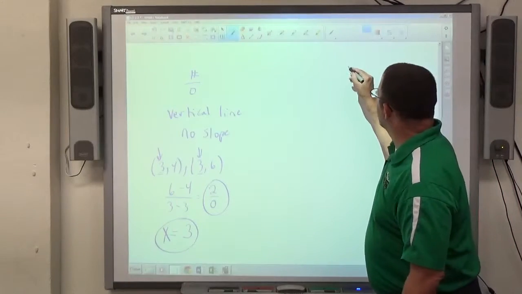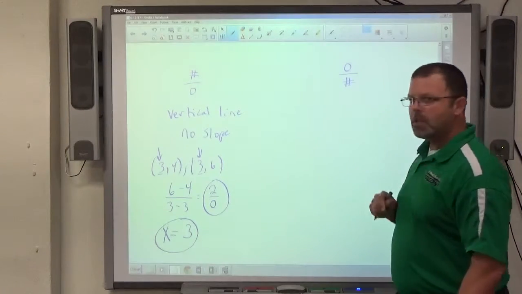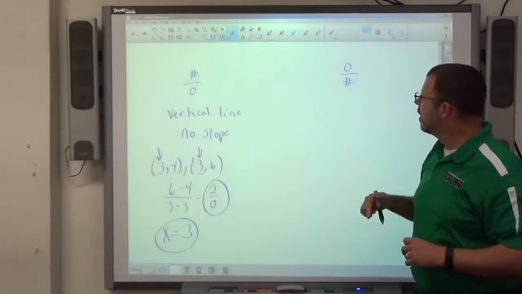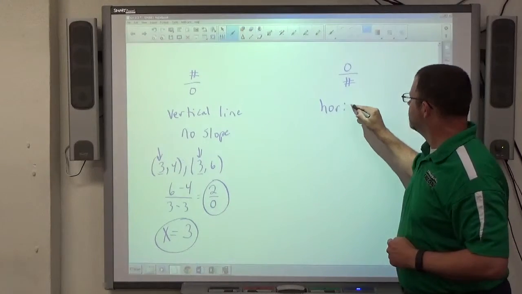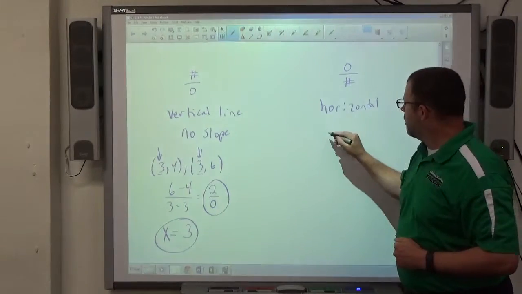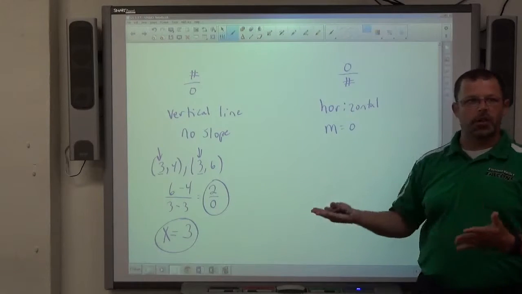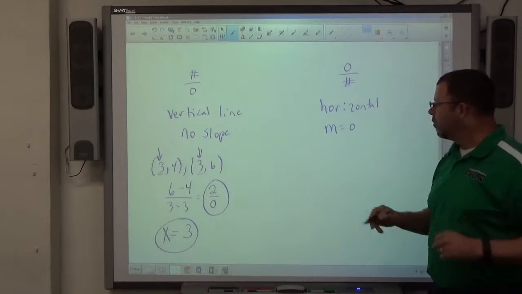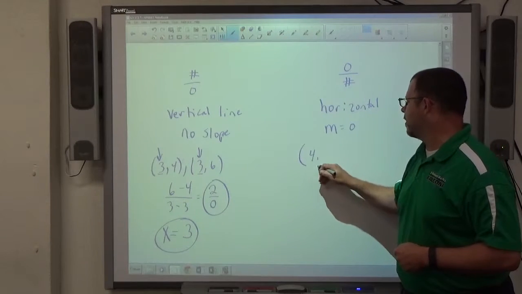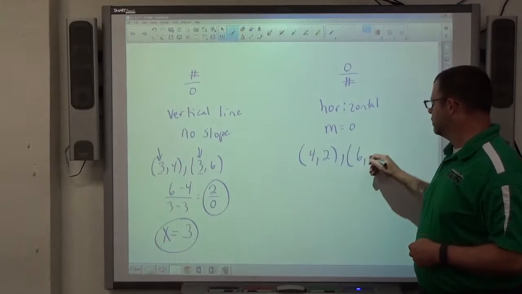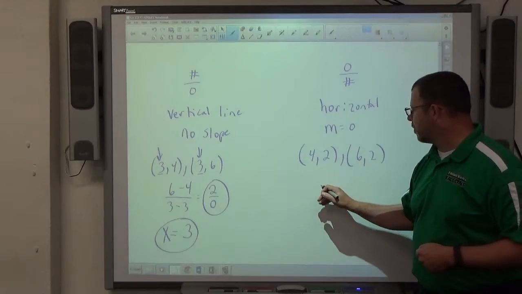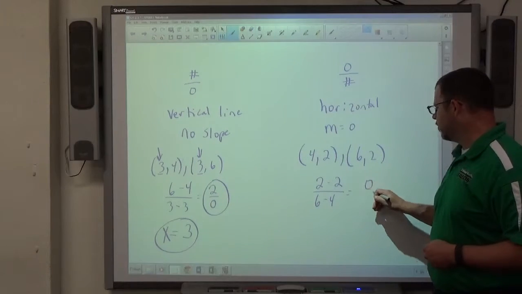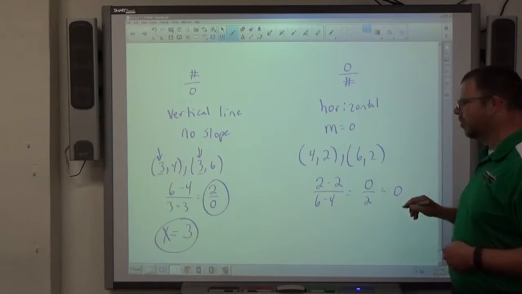All right, the other possibility is 0 over any number. So the top number is 0, the bottom number is 5 or 17 or 12 or whatever. This is going to be a horizontal line. This has a slope of 0, because if you take 0 and divide it by a number, you still get 0, right? Okay, slope of 0 is a horizontal line. Points that would create a slope of 0 would be like (4, 2) and (6, 2). If I do y minus y on top, I get 2 minus 2. On the bottom, I get 6 minus 4. 2 minus 2 is 0. 6 minus 4 is 2.